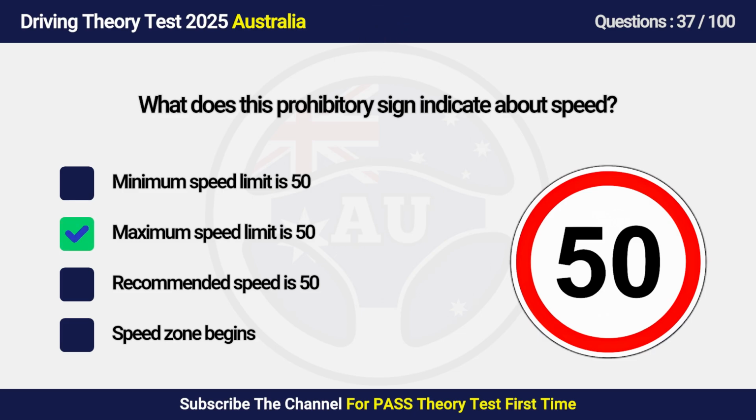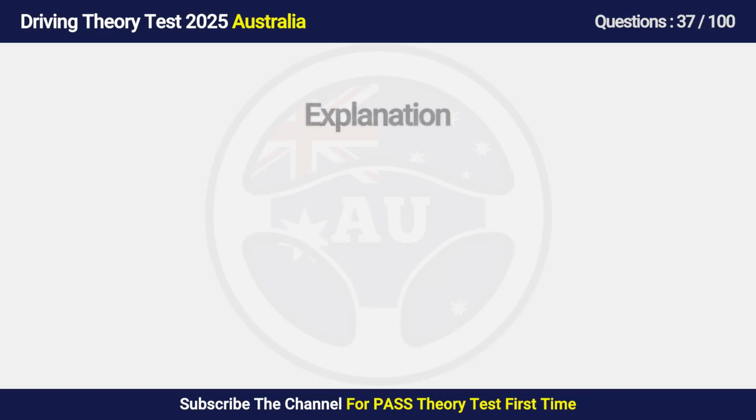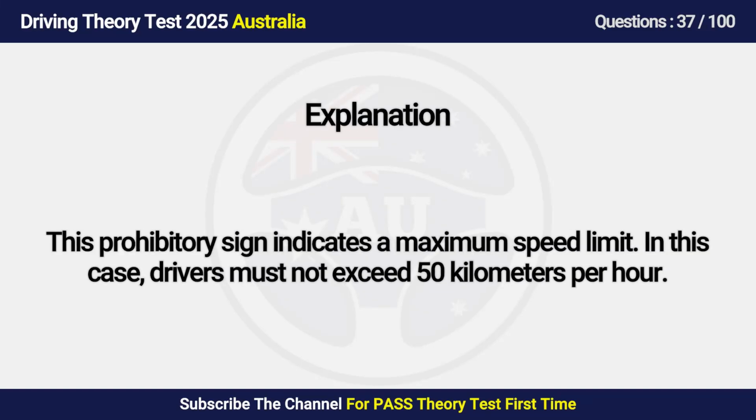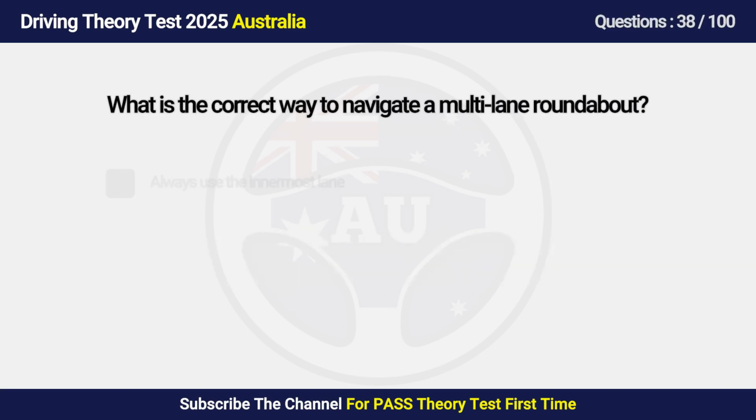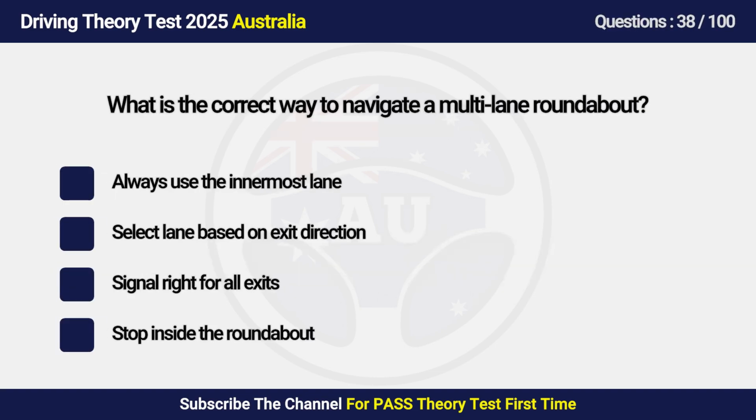Answer is B. Maximum speed limit is 50. This prohibitory sign indicates a maximum speed limit. In this case, drivers must not exceed 50 kilometers per hour. Question 38. What is the correct way to navigate a multi-lane roundabout?